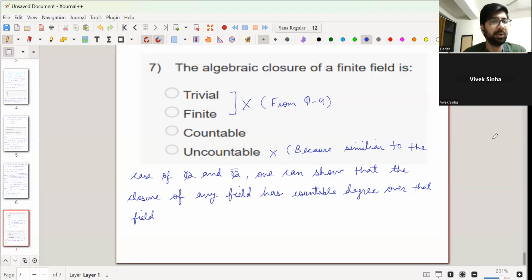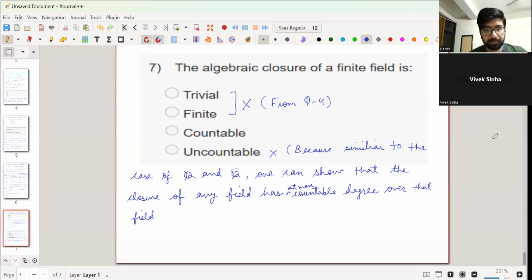It may be equal to F if F is algebraically closed. If F is not algebraically closed, then it at max has countable degree. At max, I should say, because similar to the case of Q and Q closure, one can show that closure of any field has at max countable degree over that field.